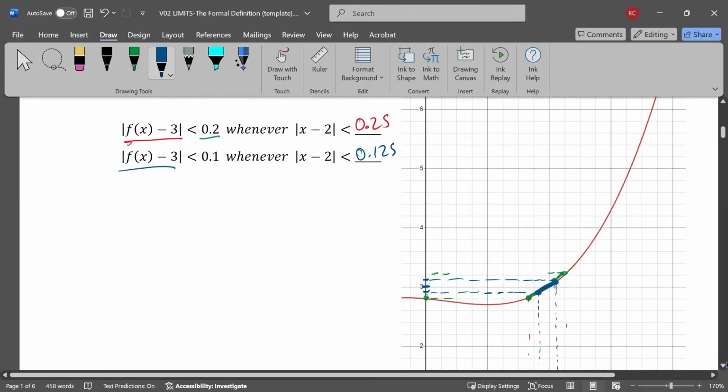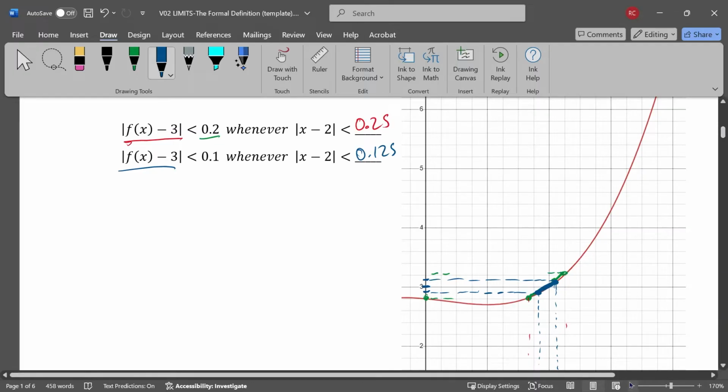So hopefully this helps emphasize the idea here, that all we're saying is that we can pick, for any epsilon, no matter how small the distance you make between the function value and the limit value, you can find a delta where the x values within that range are going to correspond to that part of the graph.